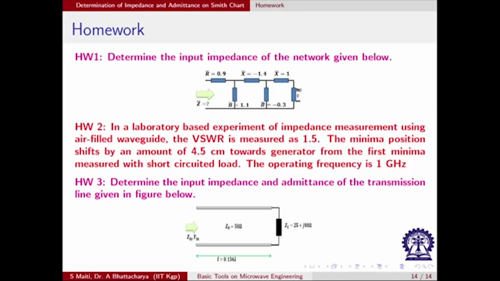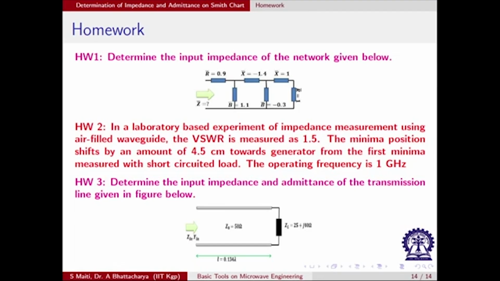Similarly, the second problem is like our laboratory problem, that in a laboratory we have found the VSWR, and also we have noted that the minima shift by a certain amount, and the frequency is given. So, you will have to find the impedance.